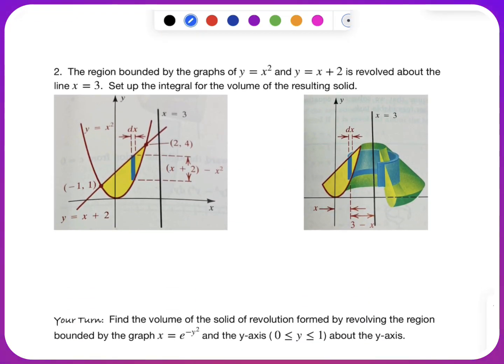Okay, number 2, we're going to do the same thing, but I chose this problem because it has some slight differences from the last one. We're just going to set it up.